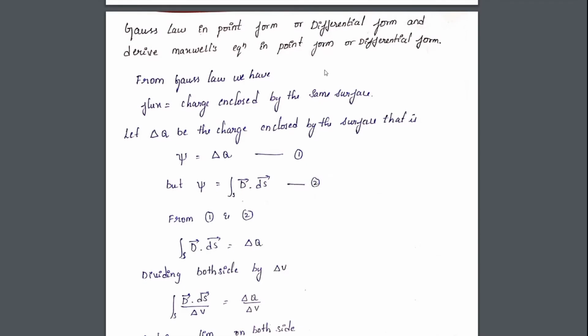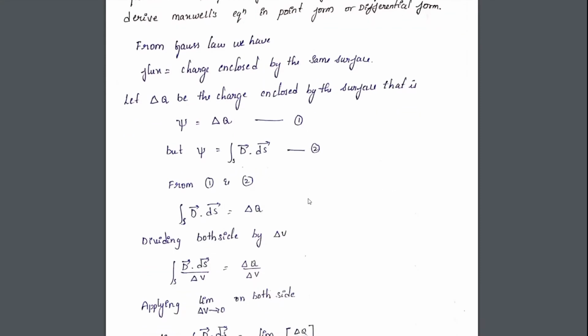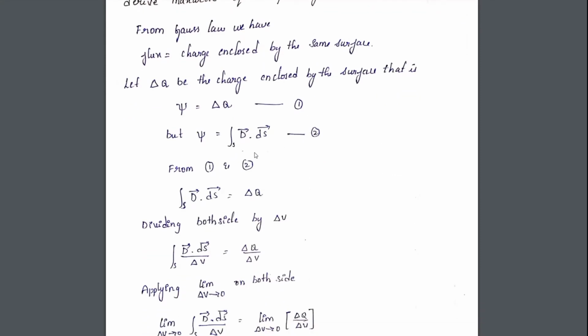So what does Gauss law state? Flux is equal to the charge enclosed by the same surface. So that is the statement. Here charge is Q usually, but instead of Q, we can assume the charge to be delta Q. So psi will be equal to delta Q here. And we know the psi relation: psi is equal to the surface integral of D dot dS, that is the flux and flux density relation we know. So that is denoted in equation 2.